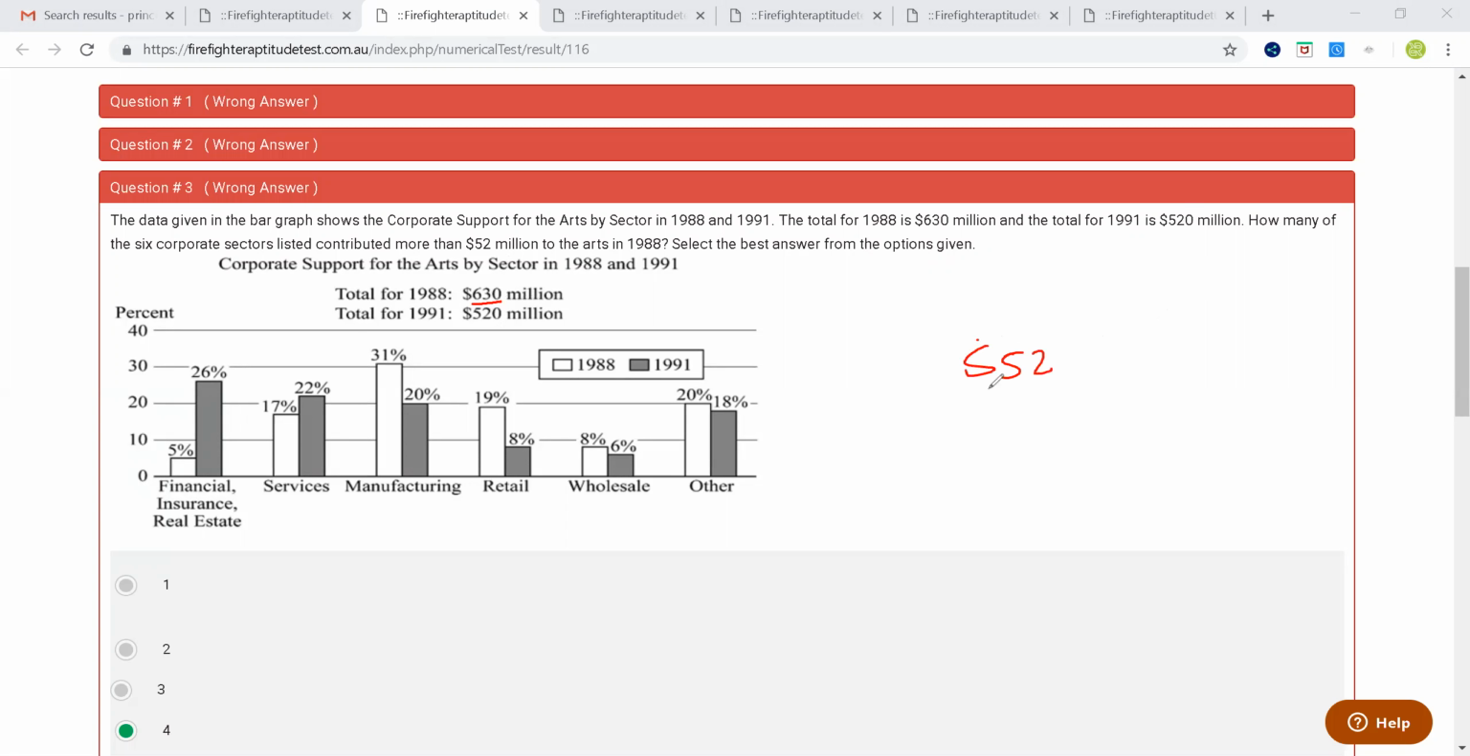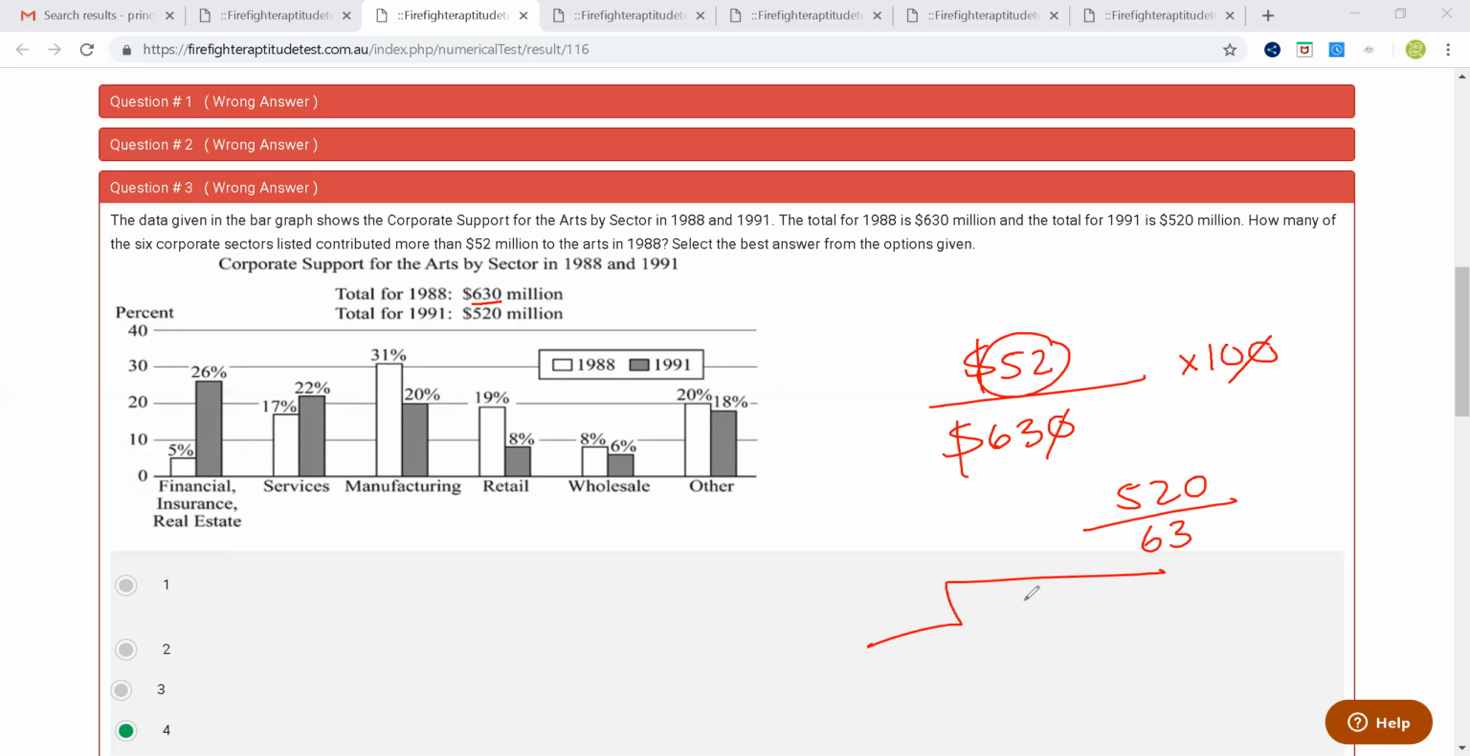So 52 million of 630 is what you're trying to find. Multiply by 100 will give you the minimum percentage of 52 million that you can use as a comparison for the percentage. Okay, so here one easy thing is 0 and 0 is gone, and the 0 will become 520, so it becomes 520 divided by 63. Let's do long division. I think a calculator should be given, but I'm still showing you long division.